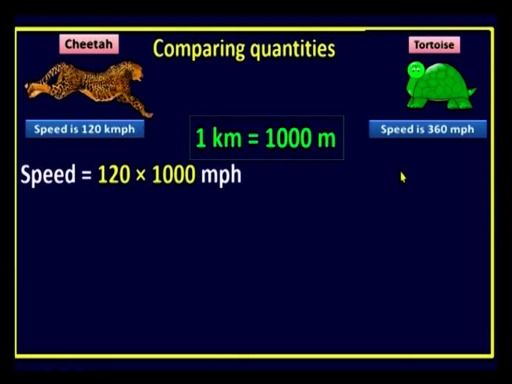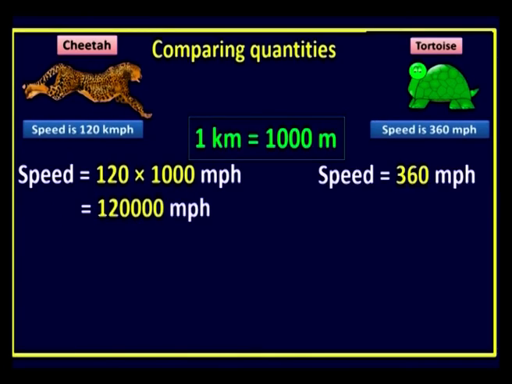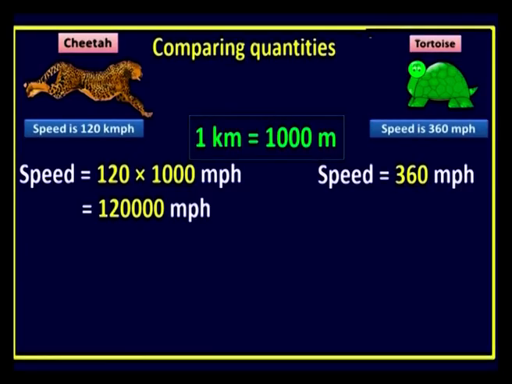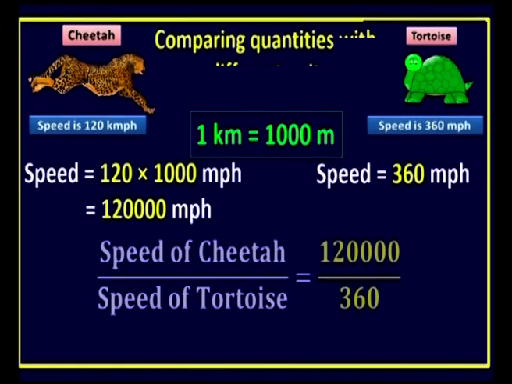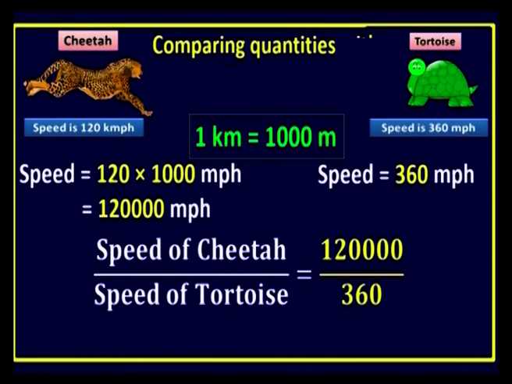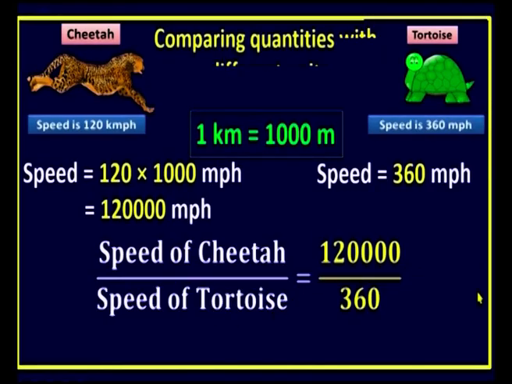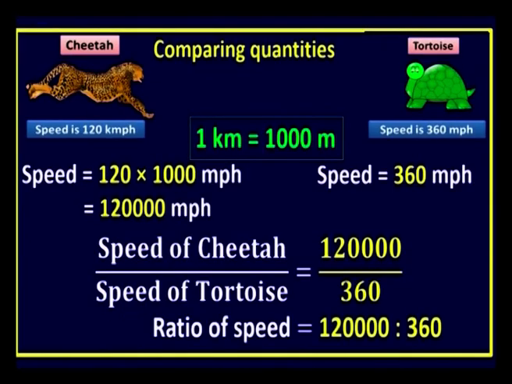So, like that, what will be the speed of cheetah now? Yes, 120 into 1000 meters per hour, which on multiplication you get as 1,20,000 meters per hour, and the speed of tortoise remains the same, that is 360 meters per hour. Now, let us find the ratio of speed of cheetah by speed of tortoise, that is 1,20,000 divided by 360. Now, let us write it as a ratio children. So, ratio of speed is 1,20,000 is to 360.